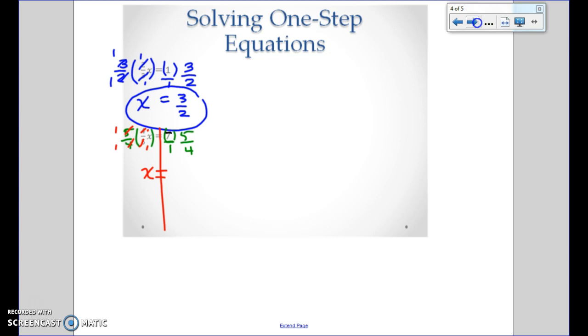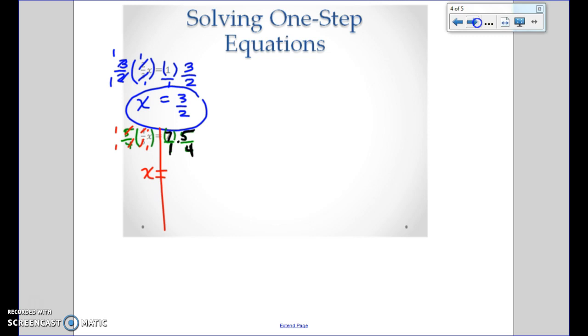So I'm going to look. Does 7 and 1 reduce at all? No. Does 5 and 4 reduce at all? No. Now I'm looking sideways. What about 7 and 4? Do they reduce? No, they don't reduce. Or 1 and 5? No, they don't reduce. So now all I'll do is multiply straight across.